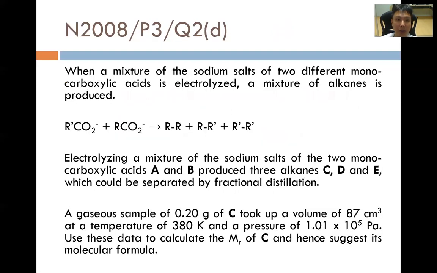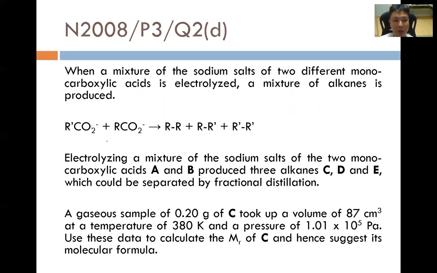Okay, so on to the next question, November 2008, paper 3, question 2D. When a mixture of the sodium salts of two different monocarboxylate acids is electrolyzed, a mixture of alkanes is produced. So it's given by this equation. This question is tied in a bit to organic chemistry, so if you don't fully get it, it's fine. But we can just talk about this part, which is based on the ideal gas equation.